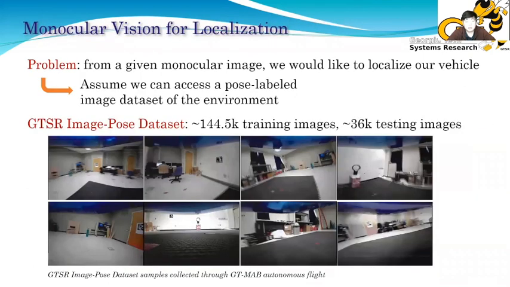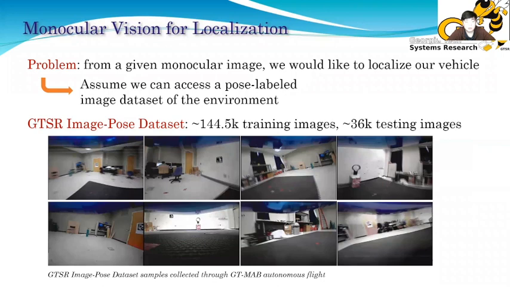So to do monocular vision for localization, there are various other methods that exist in the field. Monocular vision for localization is not a new topic by any means, but we're interested in exploring a slightly different problem where, given a monocular image, we'd like to localize our vehicle, but we assume that we can access a pose-labeled image data set of the environment.